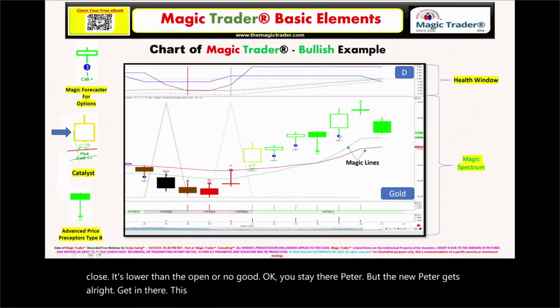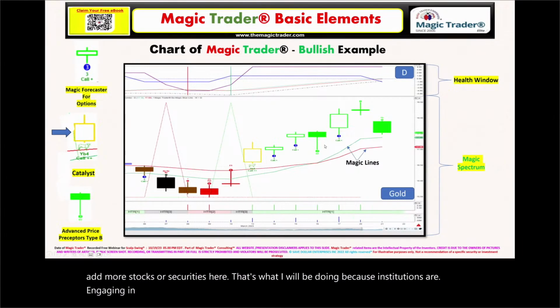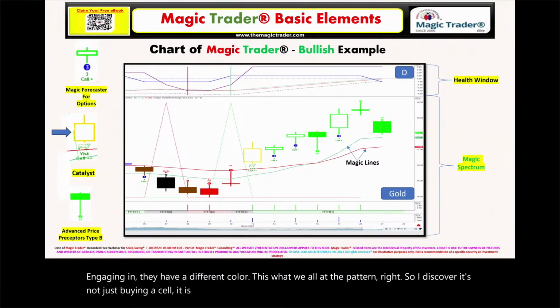These candles look small, but in real time, right? You extended your lifetime, and I will add more stocks or securities here. That's what I will be doing because institutions are engaging in it. They have a different color. That's how we all get the pattern, right? So I discovered it's not just buy and sell. It is more than that. And say, for instance, on the buy side, the major three area sectional risk.